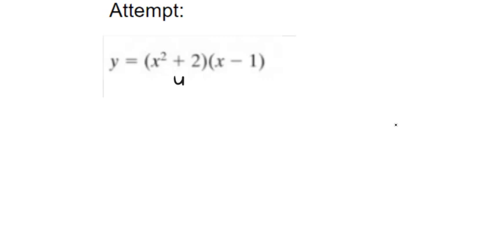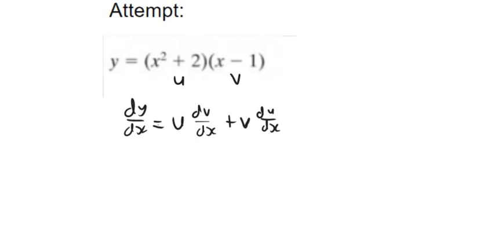So this is going to be u for this one, this will be v. So our general rule is dy dx equals u dv dx plus v du dx. And that product rule, that's in the log tables as well. So u is the first thing, x squared plus 2 times dv dx, which will just be 1 here because the x will differentiate to 1, plus v, which is x minus 1. Du dx will be just 2x.